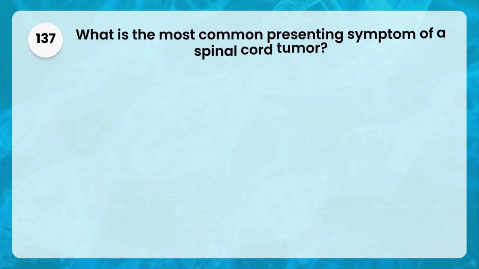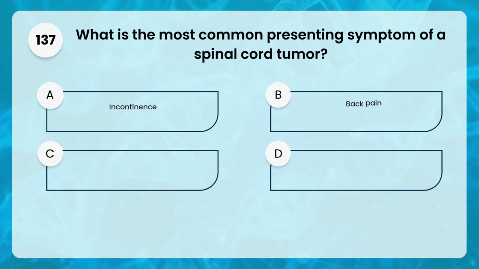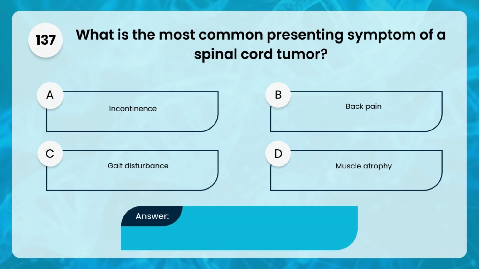137. What is the most common presenting symptom of a spinal cord tumor? A. Incontinence, B. Back pain, C. Gait disturbance, D. Muscular atrophy. The answer is B. Back pain.